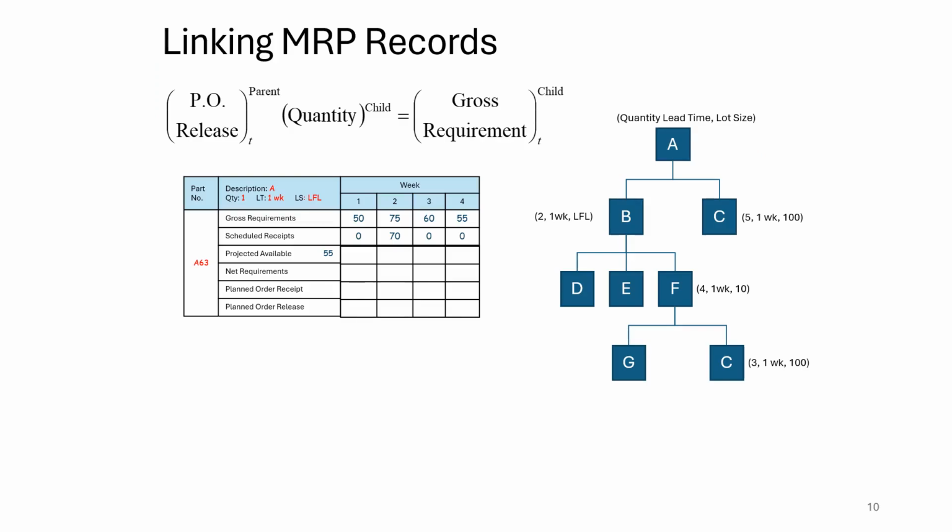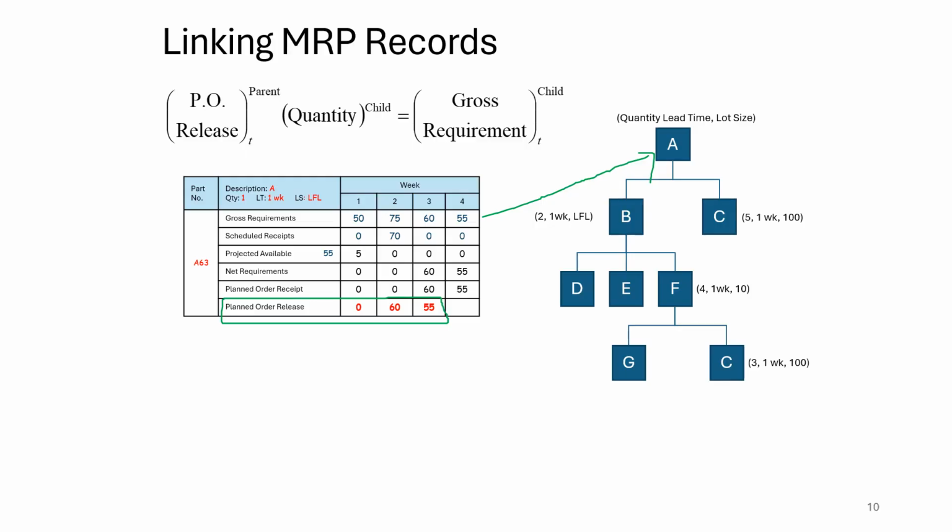So now let's take a look at how MRP records are linked. So consider the main assembly A over here. So this is the MRP for the main assembly A. We have calculated the MRP already based on the previous method that we discussed, and the planned order release or the POR is the main output we have calculated for A based on this MRP.